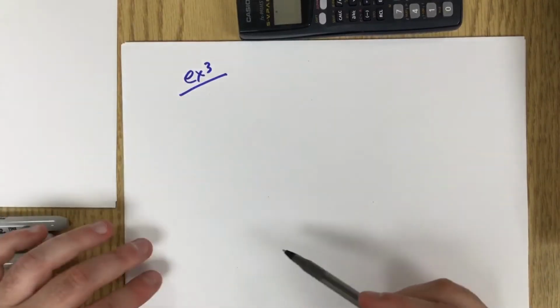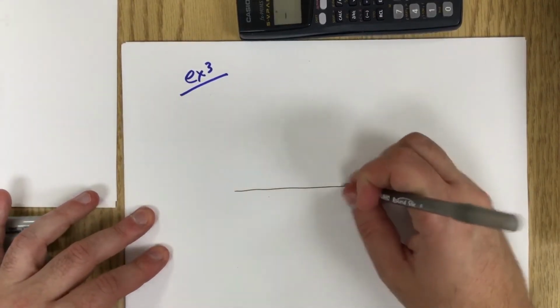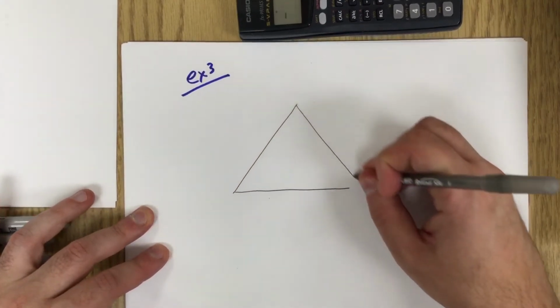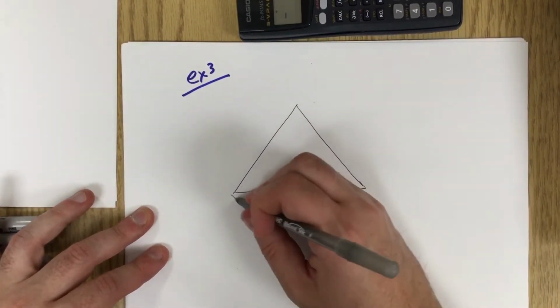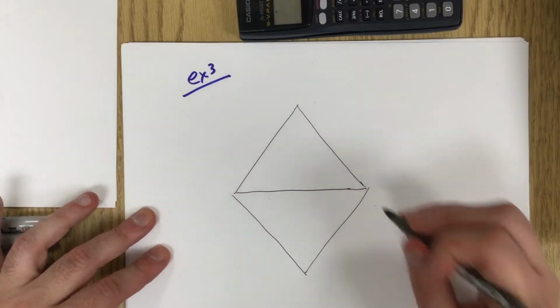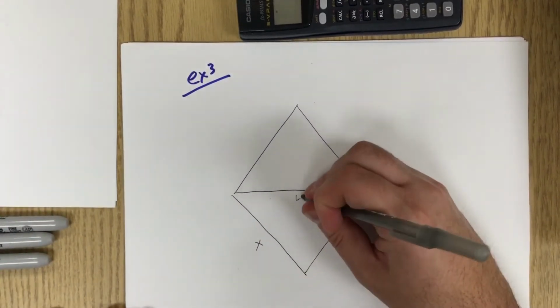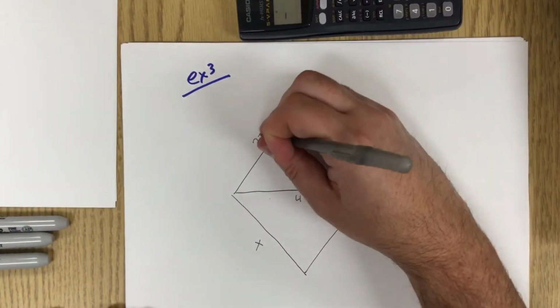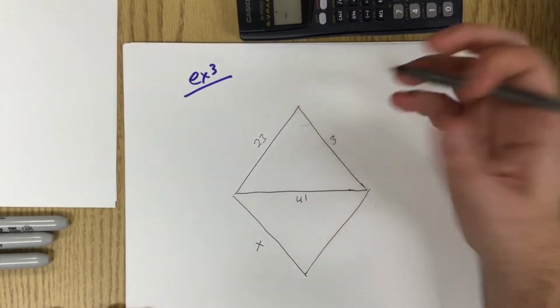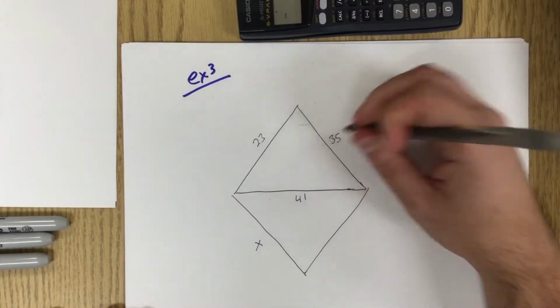Okay, so for our next example, we're going to make it more complicated. We're going to do one of these overlapping doohickey things. So we'll say this is x, this is 41, 23, 35.